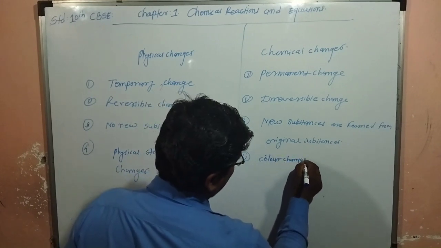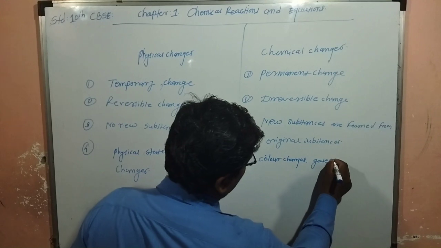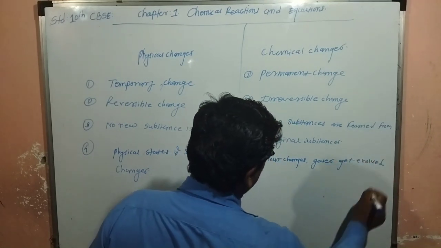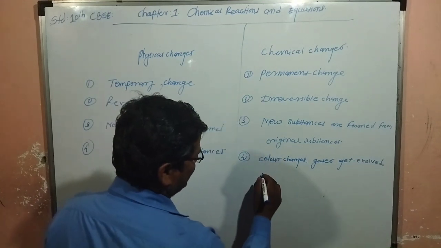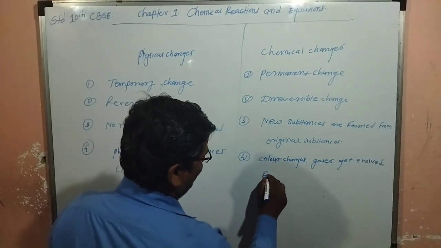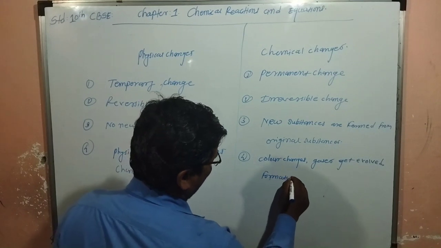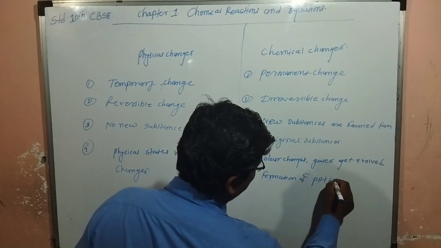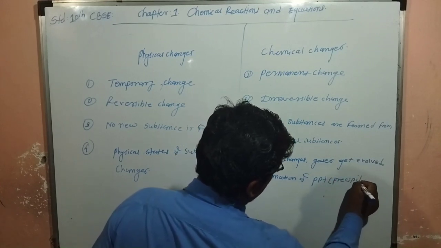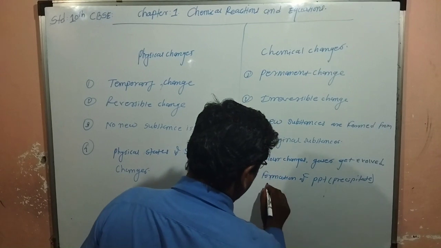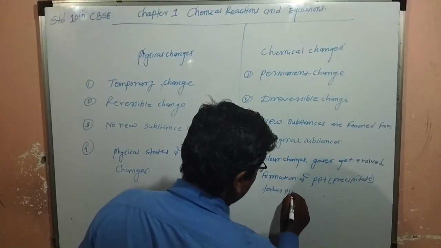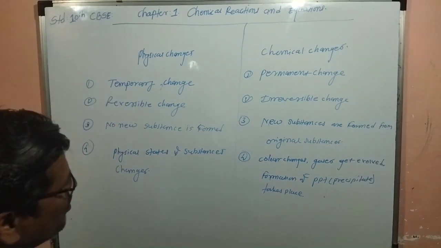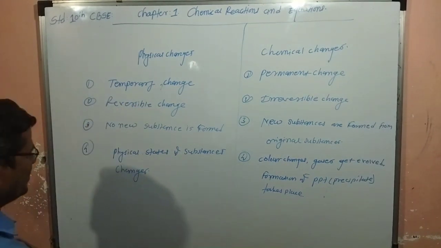Here color changes, gases get evolved, as well as formation of precipitate takes place. So these are some points of difference between physical change and chemical change.